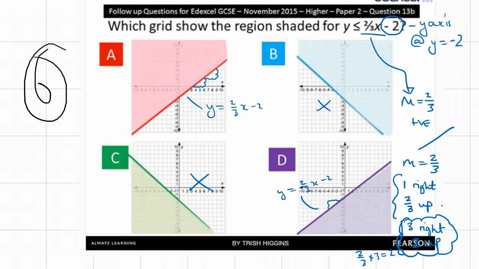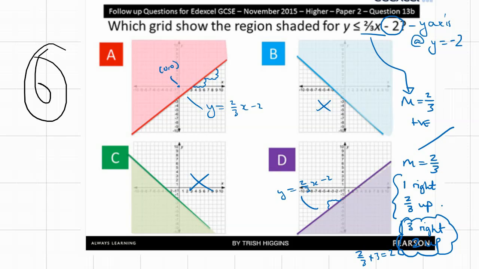These both are the lines y equals 2/3x minus 2. The thing that's going to be the difference between them is they've just got the opposite regions shaded in. So let's just check this one. We've got a coordinate here of 0, 0. I like to check 0, 0 if it's there because it's so easy to sub in.